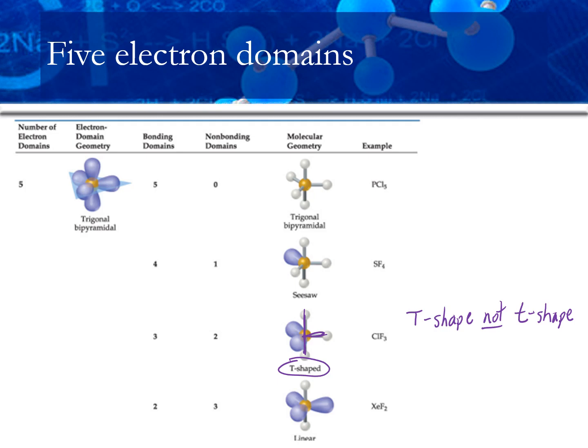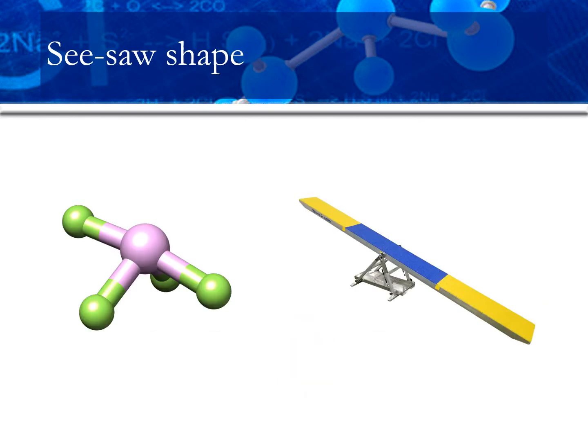Finally, if we have 3 non-bonding regions, since they always occupy equatorial sites, the resulting shape of the molecule is linear. Now let me go back to the seesaw shape and just show you a picture that is more descriptive of the shape. Here's a molecule of SF4, for example. We say it's seesaw for the obvious similarity between this molecule and a seesaw playground toy.